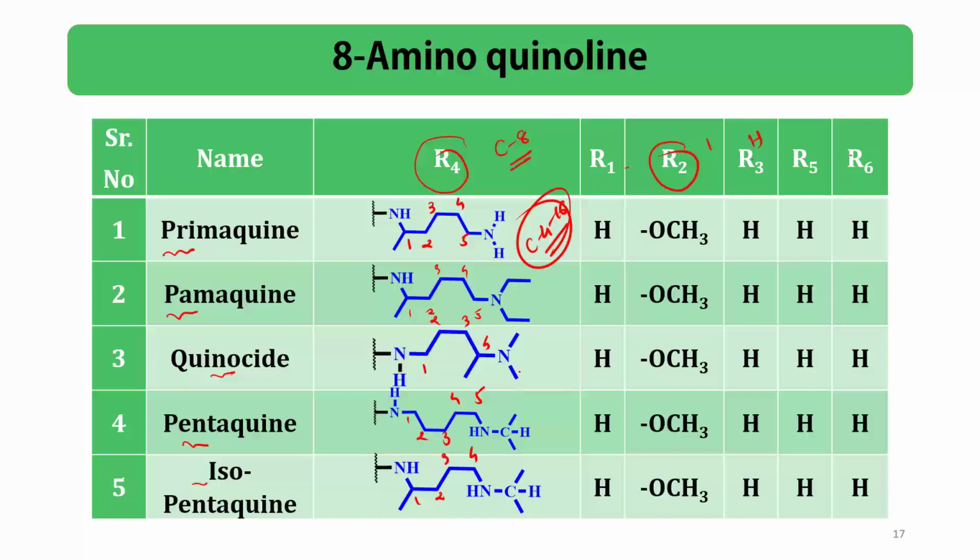So what is the difference between primaquine, pamaquine, pentaquine and isopentaquine? In primaquine, there is a C5 carbon chain with one branch at C1, and at the end we have a primary amine. In pamaquine, the structure is the same, but the amino group is no longer a primary amine, it's a tertiary amine.